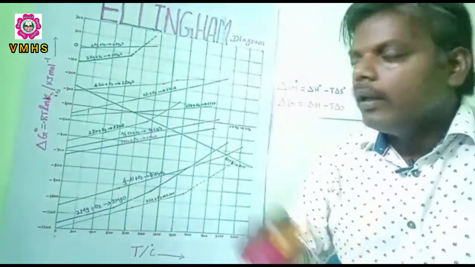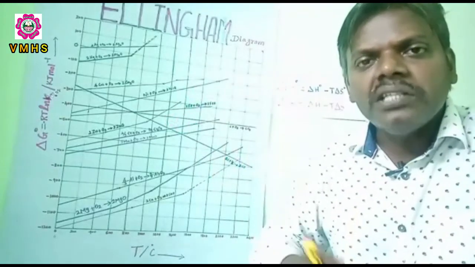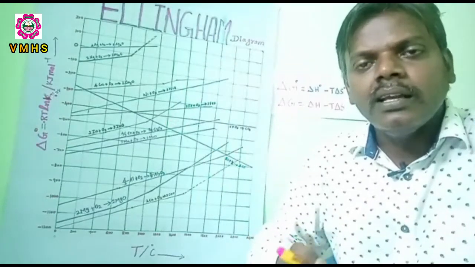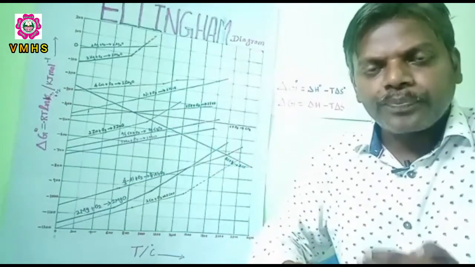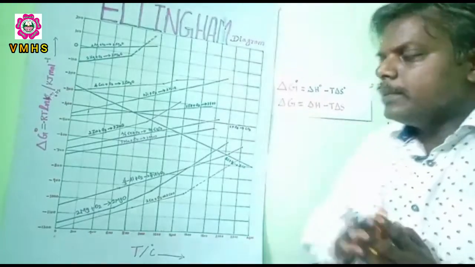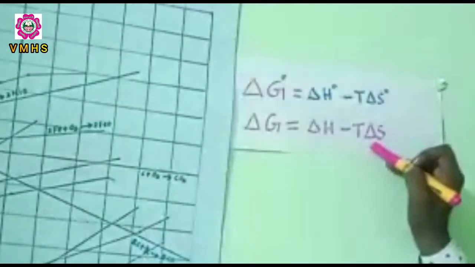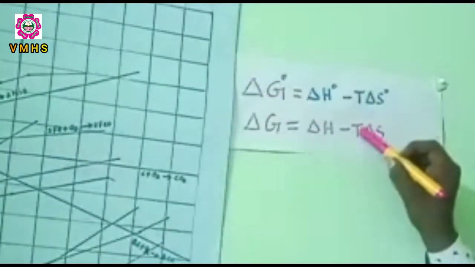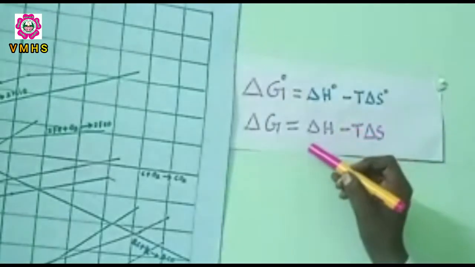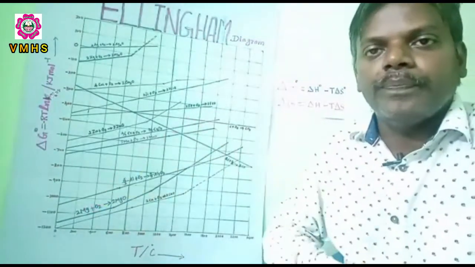This is because during the formation of these metal oxides, oxygen is consumed, which results in a decrease in randomness. If randomness decreases, the delta S value becomes negative. If you substitute that negative value in the change in Gibbs free energy, that is delta G is equal to delta H minus T delta S, the term T delta S becomes positive, and thereby you get a straight line with a positive slope.